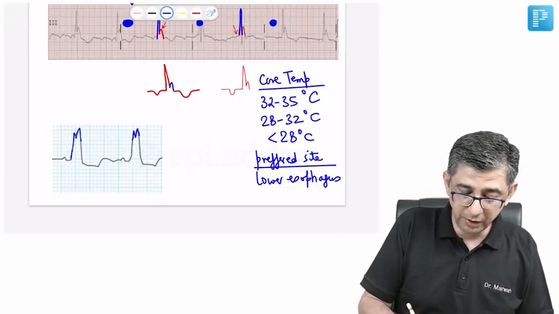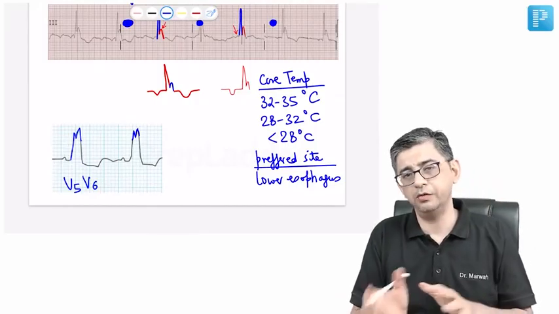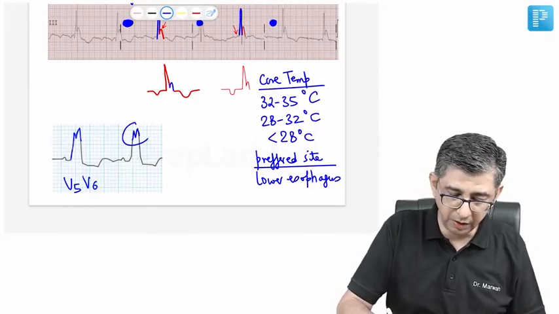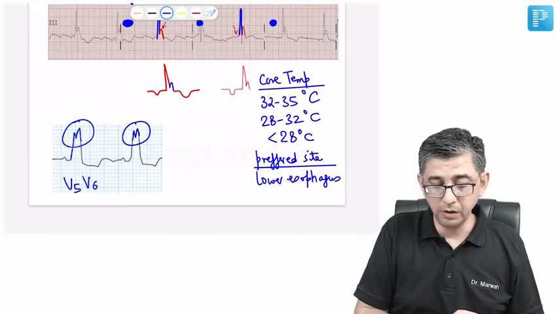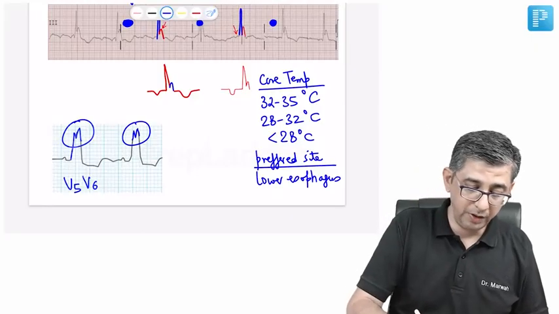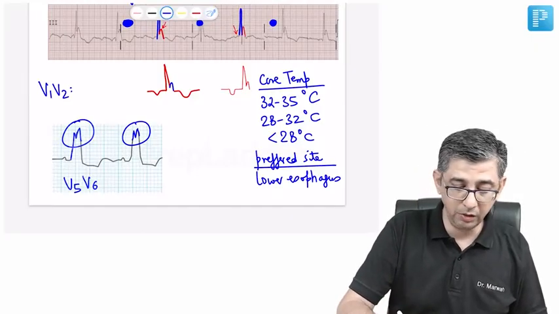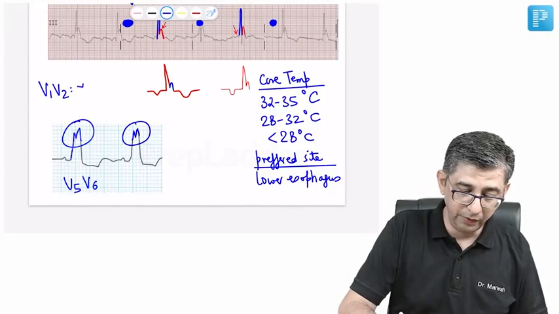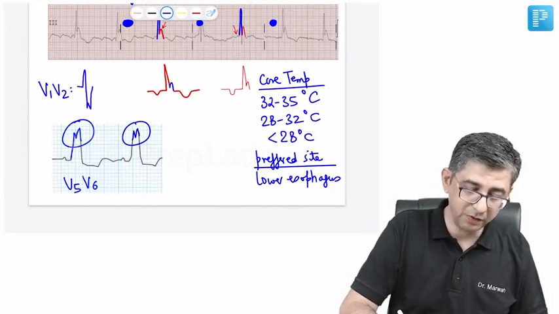If this is going to be present in leads V5, V6, there are multiple other findings also, but if you notice the stuttering present, especially in V5, V6, then this would be a feature suggestive of bundle branch block. In fact, the opposite of this can be noticed in V1, V2, and I'm just going to hand draw this before you, that you'll notice that this rabbit ear appearance might be present in the S wave.